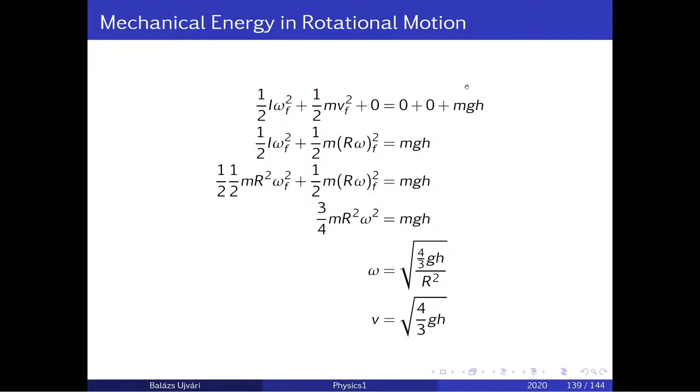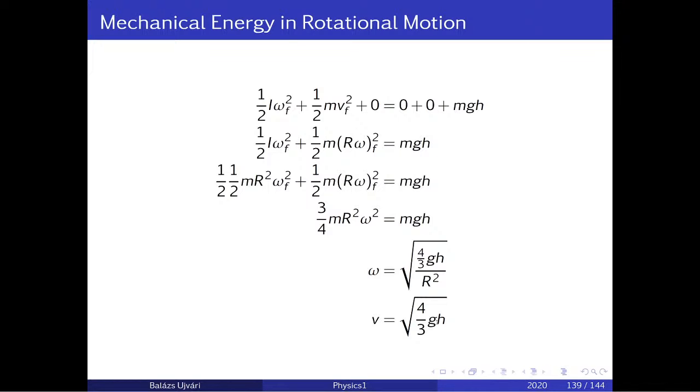Let's see some examples for pure rolling. At the beginning we have potential energy, and at the end we have rotational and translational kinetic energy. If this is pure rolling, it means you can replace the V with R times omega. You will have an equation where you can forget the V and use R omega instead of it. And if you solve it, you will have a formula like V equals 4 over 3 gh.